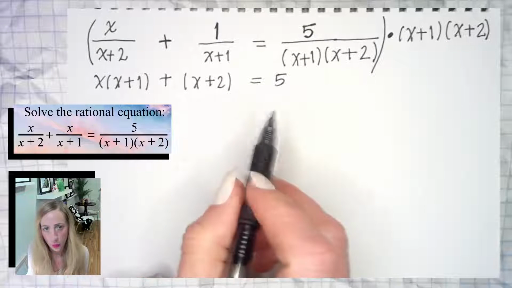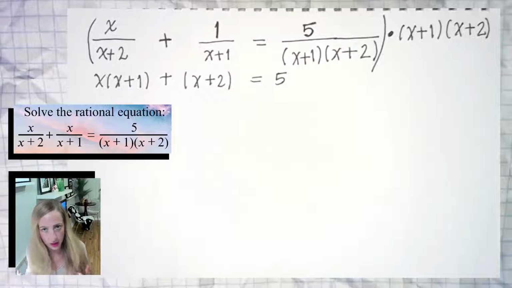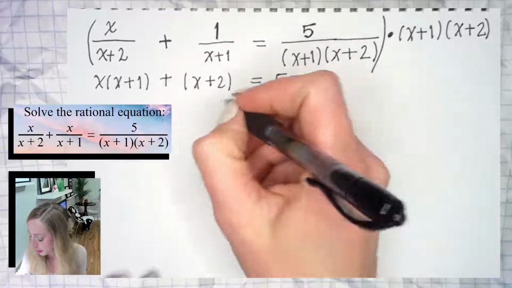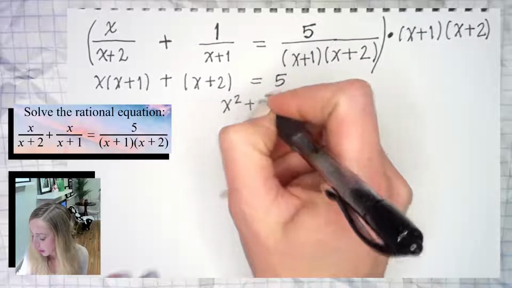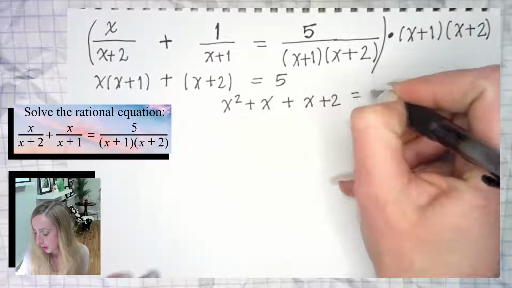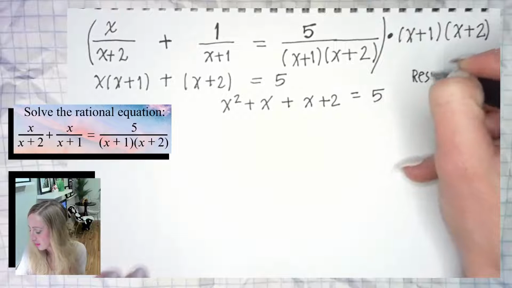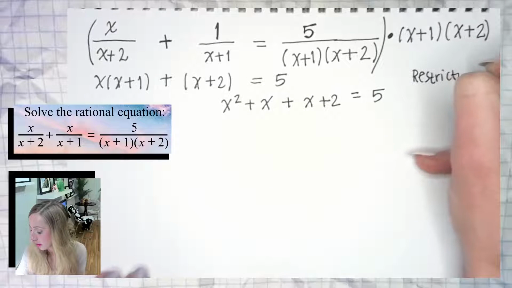Now, next thing that we're going to do from here is expand and open everything up. Recognize that it's a polynomial equation now, and we're going to solve that. I did miss a step, but let's do that first. X squared plus x plus 2 equals 5. The step I missed, my restrictions. I know, I'm the worst, sorry.